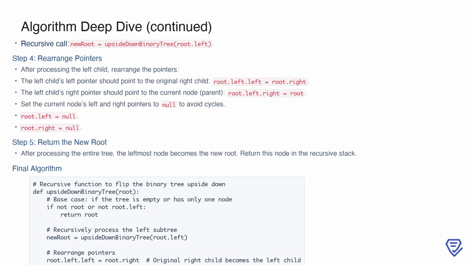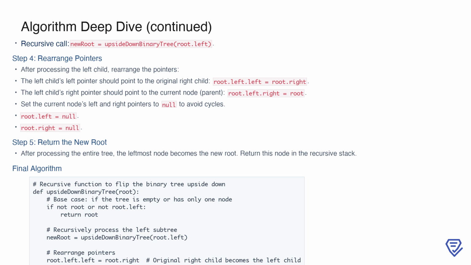To prevent cycles in the new tree structure, we must set the current node's left and right pointers to null. This step is critical to ensure that the original tree structure is completely detached. Finally, after all these operations, we return the new root, which propagates back up the recursive stack to complete the transformation for the entire tree.